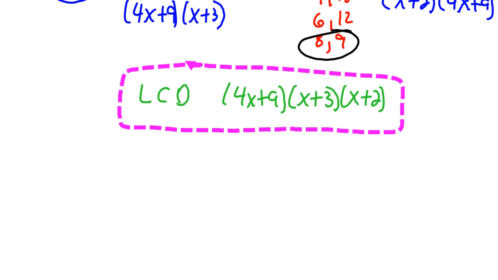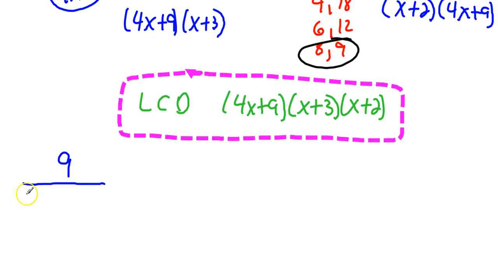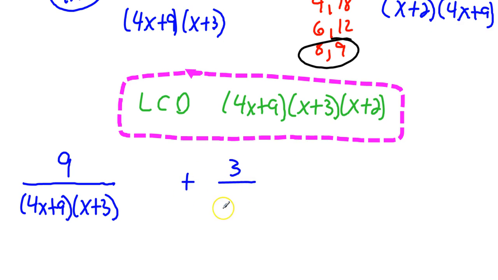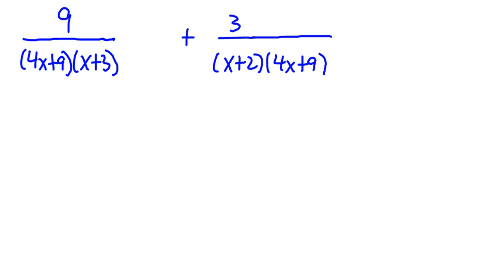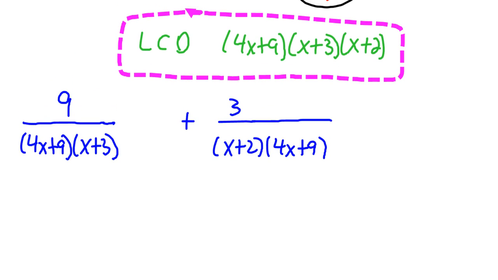Okay, so here's what we're going to do. We're going to take the original problem that we had and rewrite it with the denominators factored out. So this was 9 over 4x plus 9 and x plus 3. The second one was 3 over x plus 2 and 4x plus 9. Because you want it in factored form.